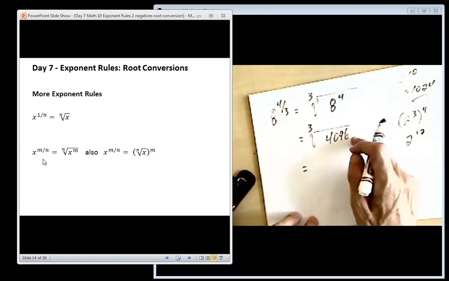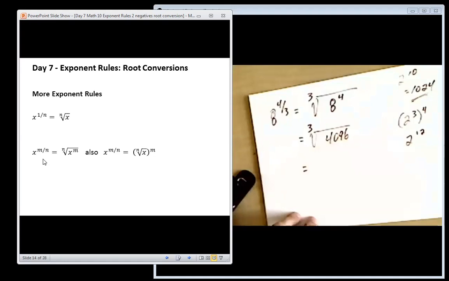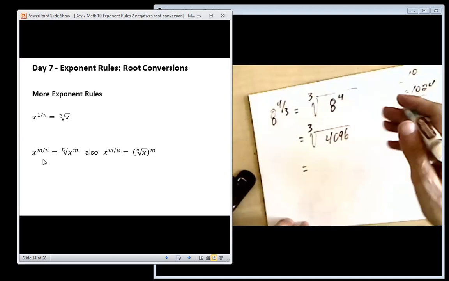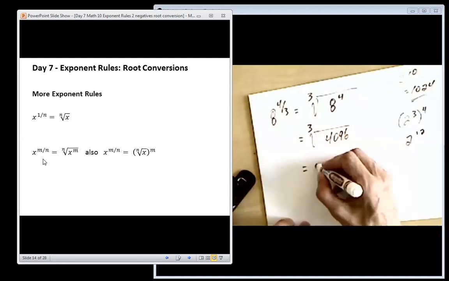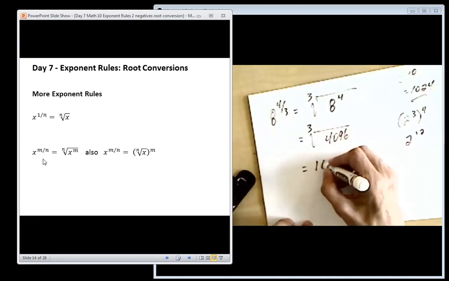Yeah, 4,096. It is this. Now I got it. Where's my calculator? What's that? 16? Yeah, that's with some tricks that I'm not showing you yet. I'm getting 16 for this actually. Okay, so that's not bad.